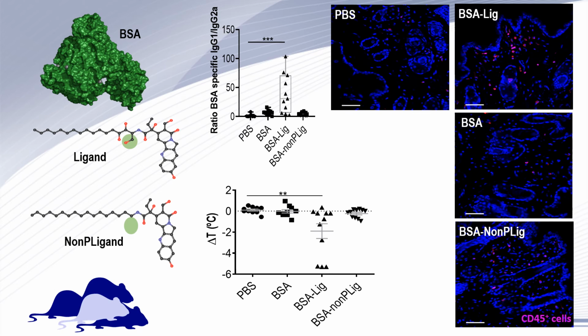Finally, we also analyzed leukocyte infiltration at the place of sensitization, and as you can see in the right graphs, we found infiltration only in the case of the native ligand, infiltration that was not present in the case of the non-phosphorylable version.